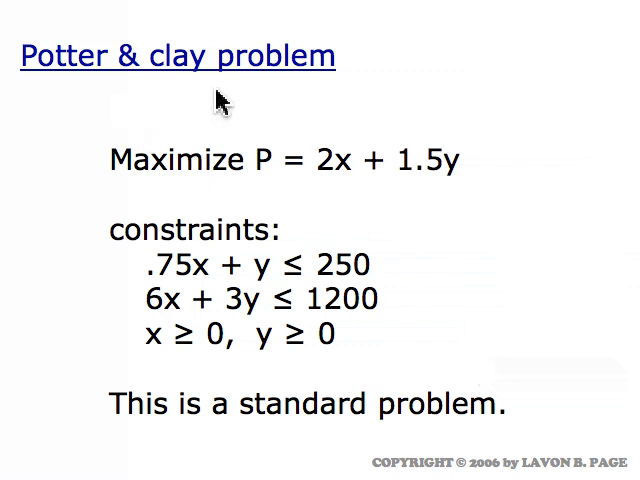The problem of the potter and the clay is a standard problem. We're maximizing our profit, so it satisfies condition 1. The variables are constrained to non-negative values. That's what these two conditions say. And finally, the constraints are less than or equal type constraints with a non-negative number on the right-hand side. So this is a standard problem.